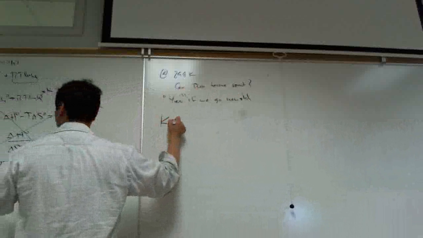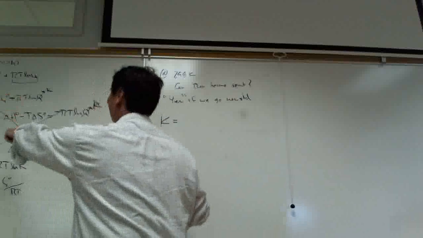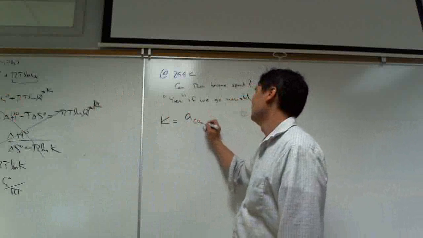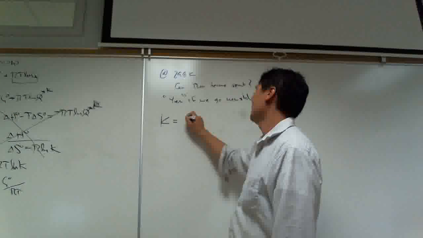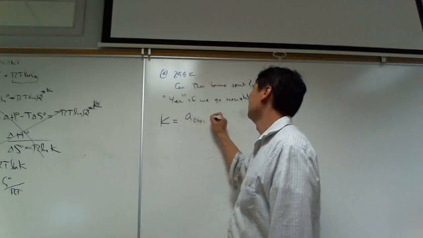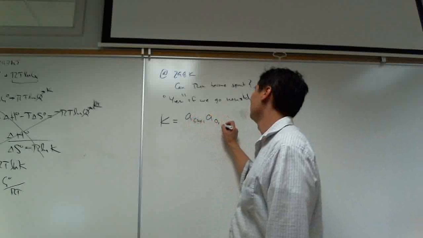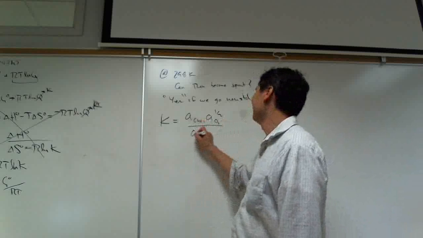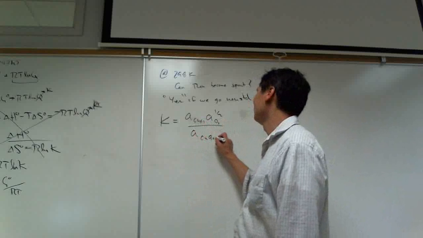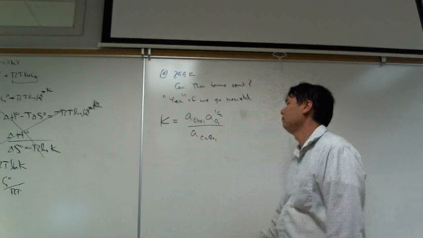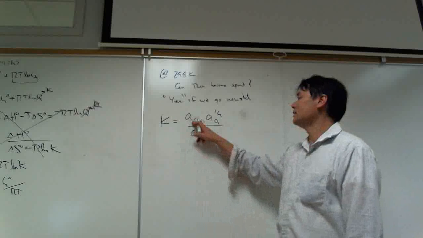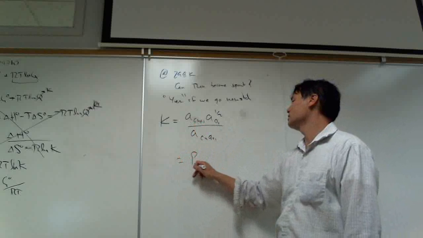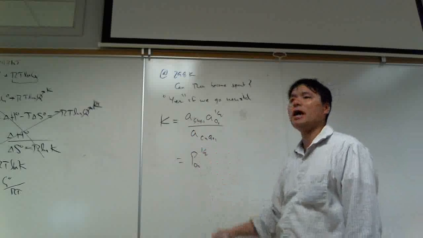And so K, what is K equal to in that reaction? K is equal to the activity of the product. So we got CO2, or no, we don't. What do we have? We have the activity of Cu, solid, times the activity of O2 to the 1/2, divided by the activity of CuO solid. Well, the activity of Cu is 1, and the activity of O2 is just the partial pressure. So this is the partial pressure of O2 to the 1/2.